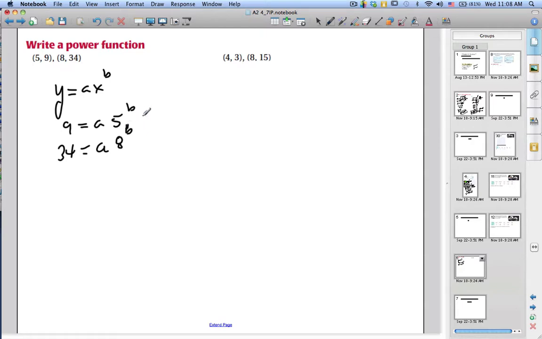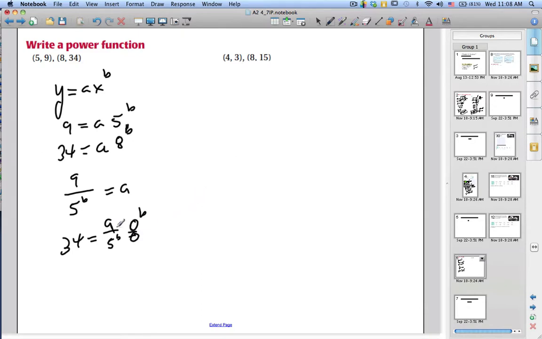Right, and the same ideas, I'm going to go ahead and solve for a, and I'm going to substitute. So a would be 9 over 5 to the b power. And when I substitute that into the other function in place of a, 9 over 5 to the b power, that times 8 to the b power.